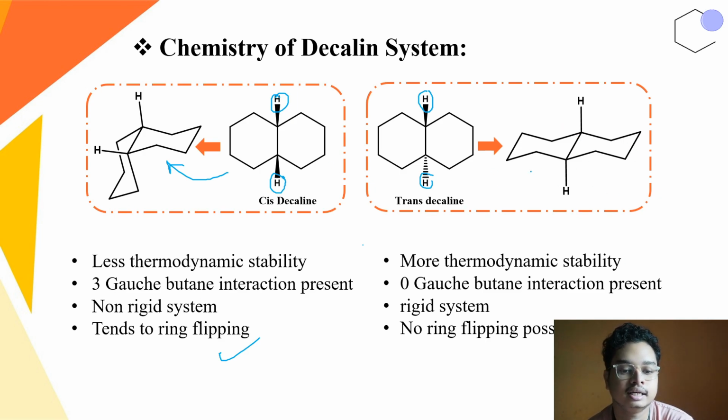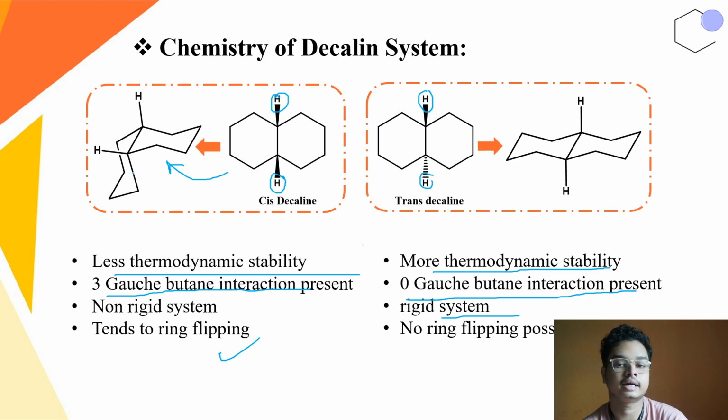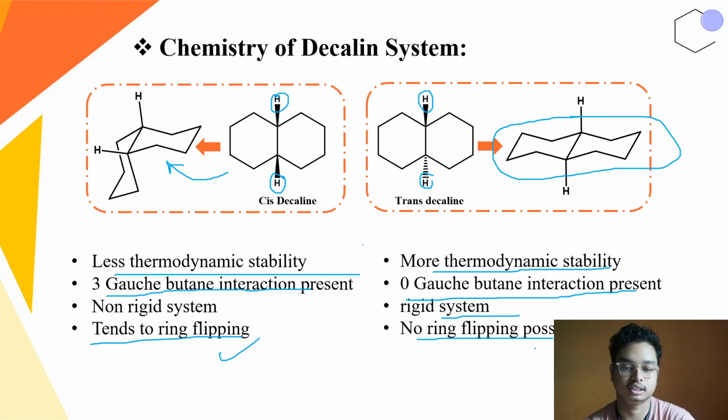So that's why trans-decalin has more thermodynamic stability over cis-decalin because of this particular structure. Due to this type of structure, cis-decalin contains three gauche-butane interactions. But in the case of trans-decalin, no gauche-butane interaction is present. However, trans-decalin is a rigid system, whereas cis-decalin is not that stable, so it is a non-rigid system. It tries to attain greater stability, and to do so cis-decalin tends toward ring flipping. But in the case of trans-decalin, since it is a rigid molecule, no ring flipping is possible here. So this is the basic thing about the decalin system.